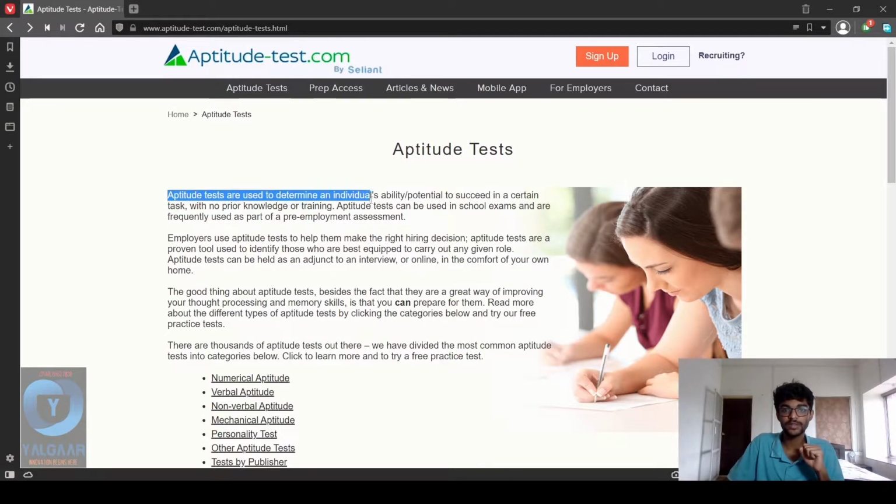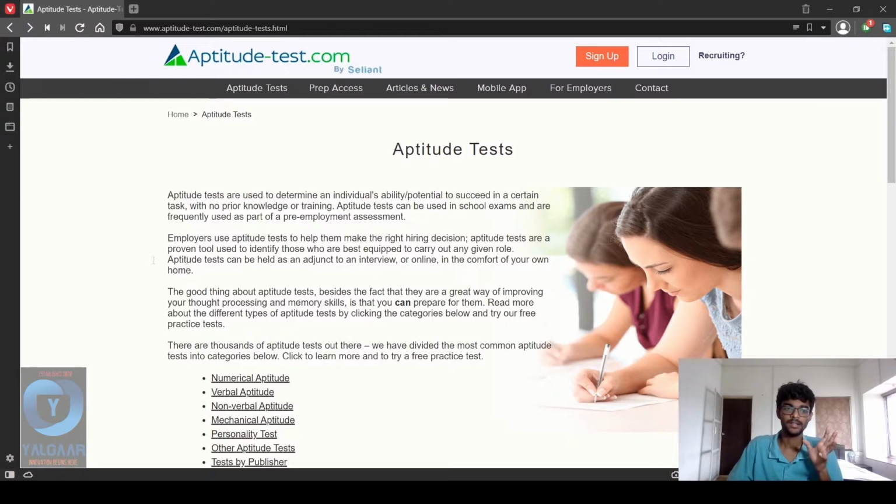So, what are aptitude tests? Basically, these are tests which are used to determine an individual's ability and potential to succeed in a certain task with no prior knowledge or training. Aptitude can be defined as your perceptiveness, your ability to solve problems or deduce reasoning, and stuff like that. Aptitude tests are used to judge your knowledge about a particular thing or your implementation skills about a particular thing. That is how aptitude tests have worked for a long time.